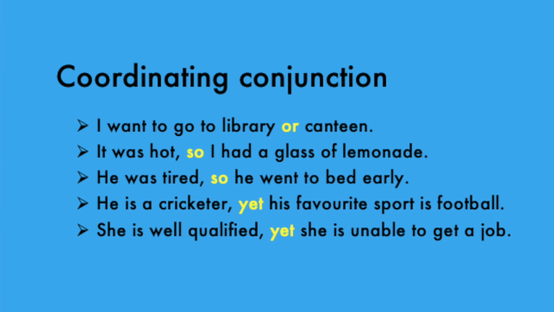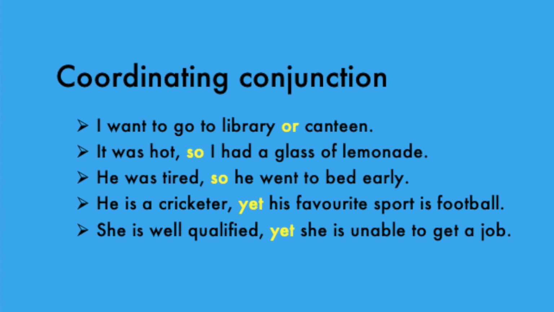So, when the conjunction connects 2 independent clauses, use a comma before the conjunction and after the first clause. It was hot, so I had a glass of lemonade. Similarly, in the next sentence, we use a comma after the first clause. He was tired, then use the conjunction so, then the next clause. He went to bed early.